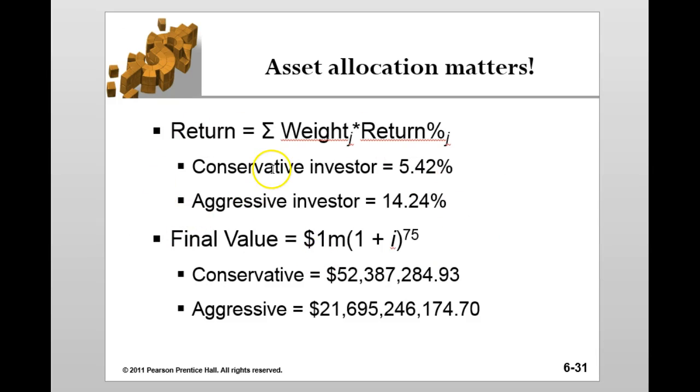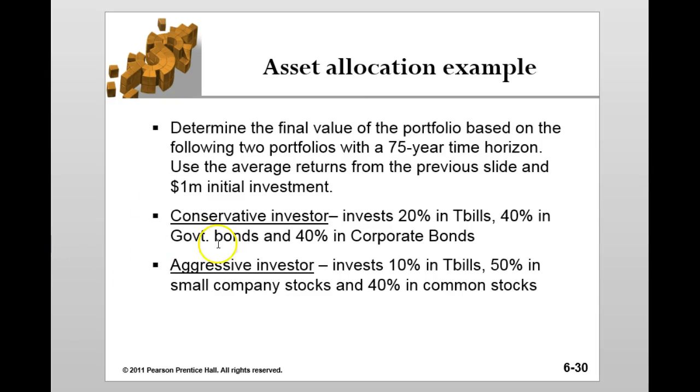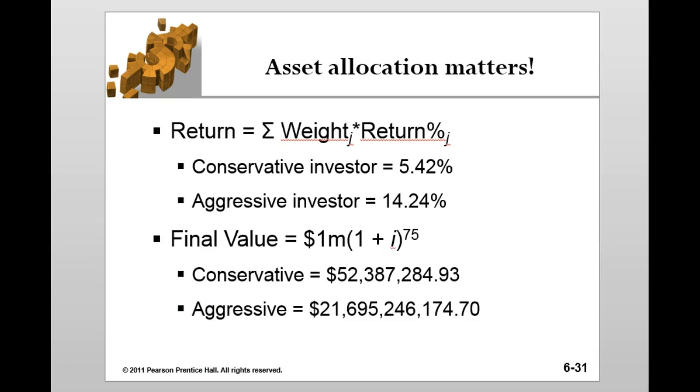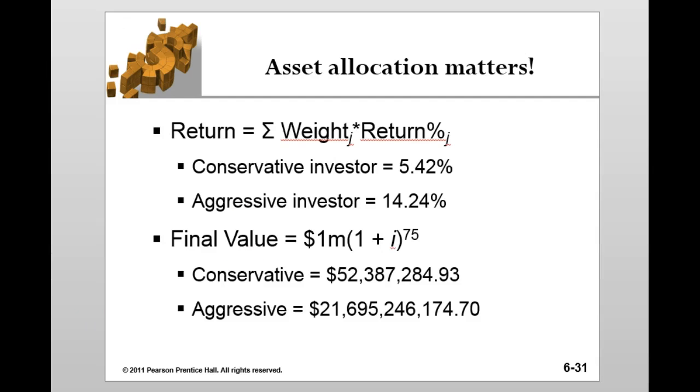the return for the conservative was 5.42%. The return for the aggressive was 14.24. The difference, money-wise, conservative was 52 million, aggressive was 21.6 billion. And this is if they went over, I think it's a 75-year period, a time horizon, and $1 million initial investment. So you can see how very important it is how you put that portfolio together. It's a considerable amount of money that is different.